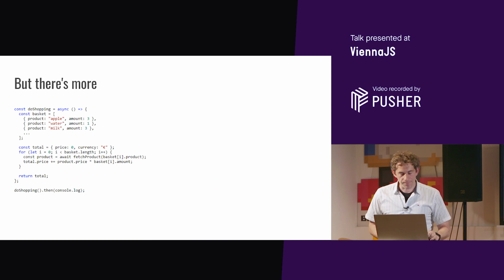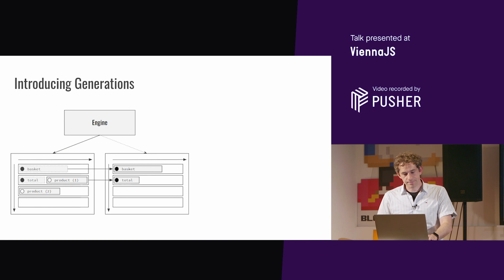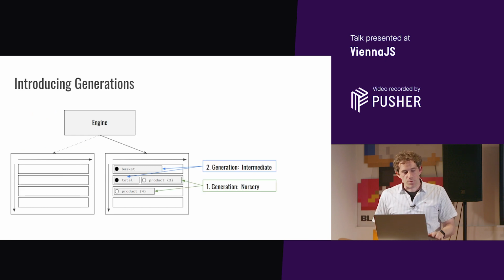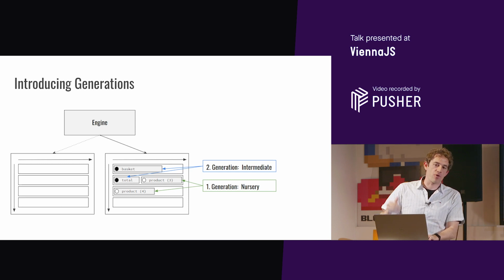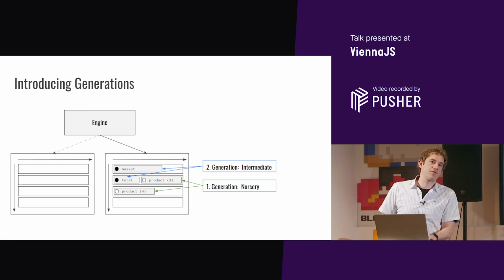And then there is one more thing with the garbage collector. Let's suppose there are now more purchases in the basket. So it can happen that inside of this for loop, we have multiple garbage collections. So it just behaves as we have just seen. The survivors are moved into the other heap space. But what happens now is that the garbage collector knows which of these objects have already survived one garbage collection. And they are put into a so-called second generation, which is called intermediate. And the ones that have just been created are put into the nursery generation.